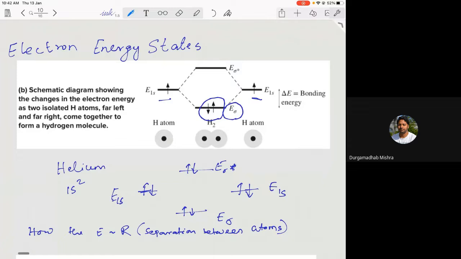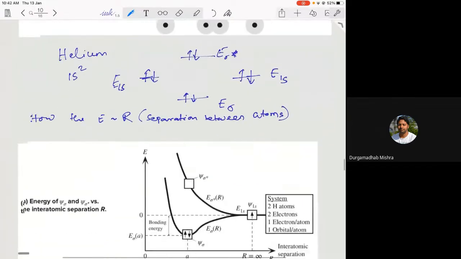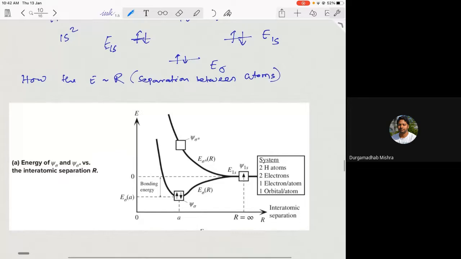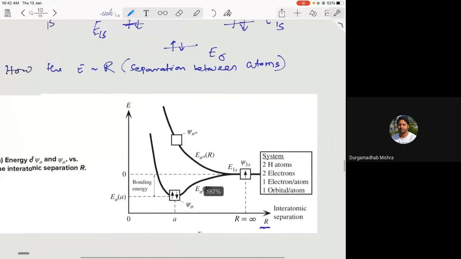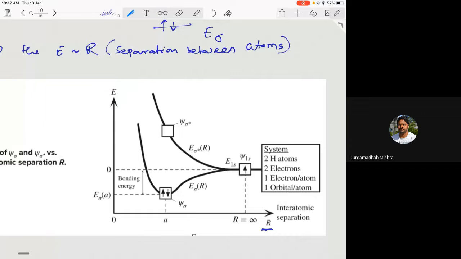But how does the energy of the 2H system vary when we take two H atoms, and let's say in the first case they are at infinity, and then we are bringing them slowly? So let's look at that. This is the picture of how a system of two H atoms, the energy will vary as a function of R. Here what we have plotted on the x-axis is the interatomic separation, and on the y-axis we have the energy.